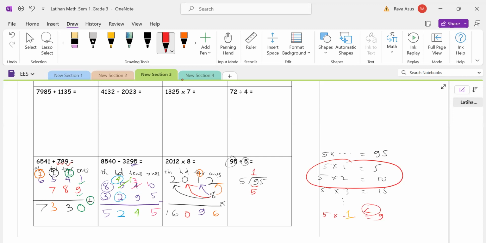And then we subtract it. 9 minus 5 is 4. And then let's put the 5 down, so it is 45. Let's do it again. 5 times what is 45?